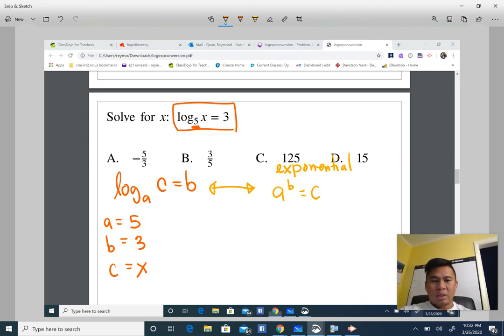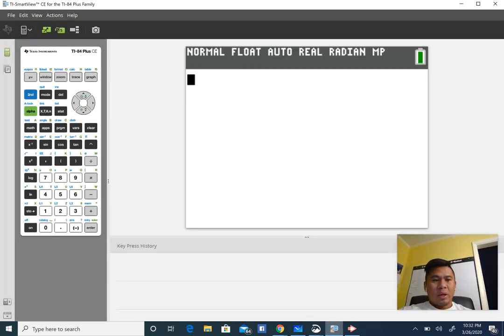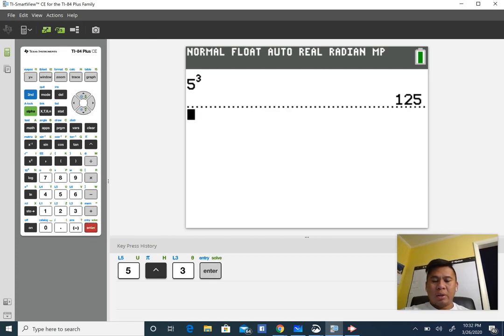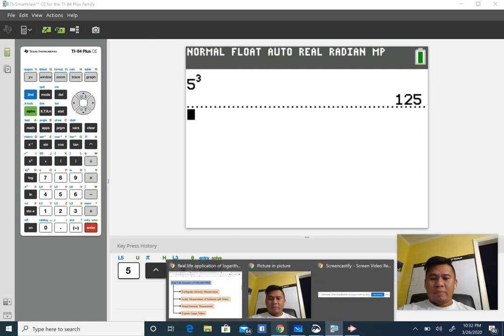In that case, that can now be written as 5 to the 3 power is equal to my c. Now, in order to get my c, what is 5 to the third power using my calculator? So I'll put in here 5. Exponent is always this caret up, and then put the 3, or 5 to the third power. Press enter, then the answer is 125.